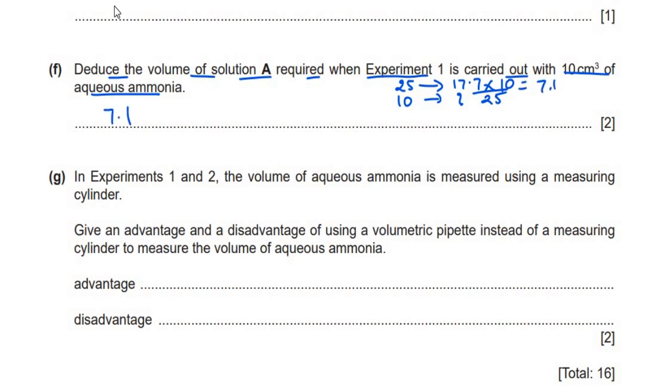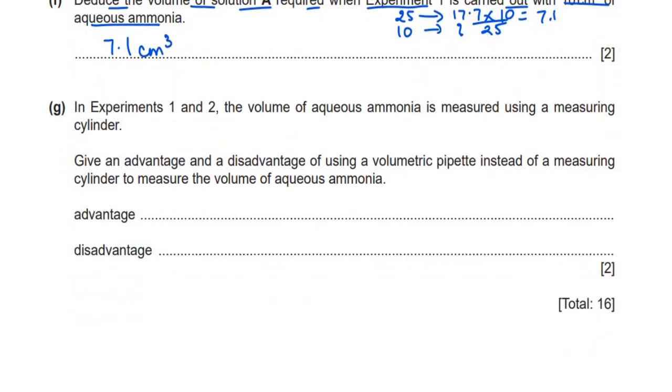So we need to write 7.1 cm³ of solution A will be required if it's carried out with 10 cm³ of aqueous ammonia. In experiments 1 and 2, the volume of aqueous ammonia is measured using the measuring cylinder. Give an advantage and a disadvantage of using a volumetric pipette instead of a measuring cylinder to measure the volume of aqueous ammonia. What are the advantage and disadvantage?